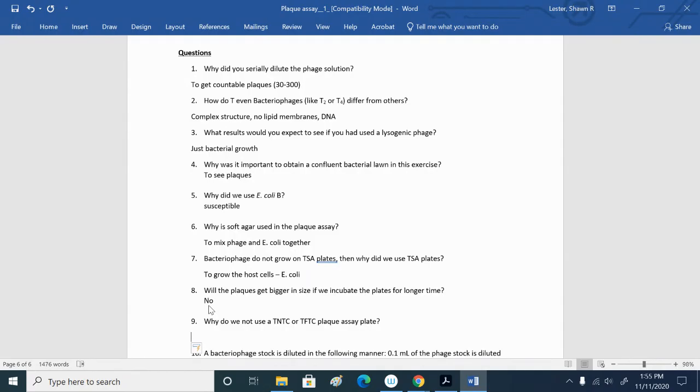Why do we not use the TNTC or the TFTC plates? I mean, the TFTC, we can count the colonies. That's easy. Why do we not use that? Or use a plate that's over 300 plaques? It's not what?